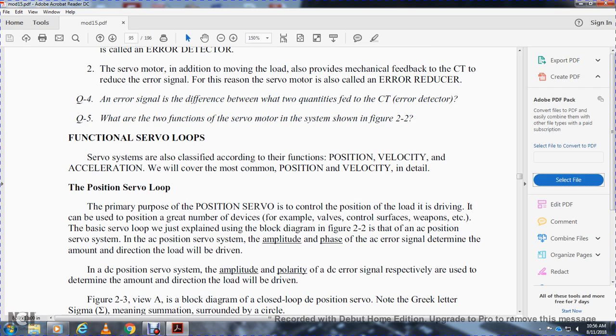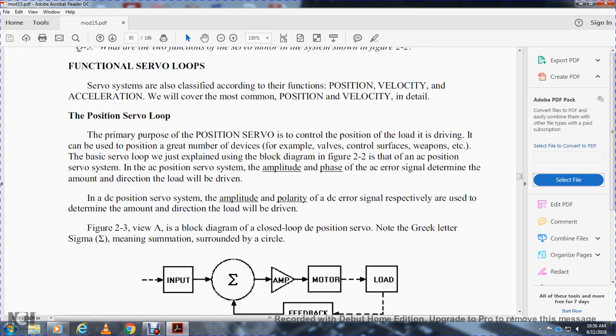Functional servo loops. Servo systems are classified according to their function: position, velocity, or acceleration. We will cover the most common, position and velocity, in detail. The position servo loop. The primary purpose of the position servo loop is the control of the position of a load, driven by a great number of devices. For example, the control servo of a weapon.